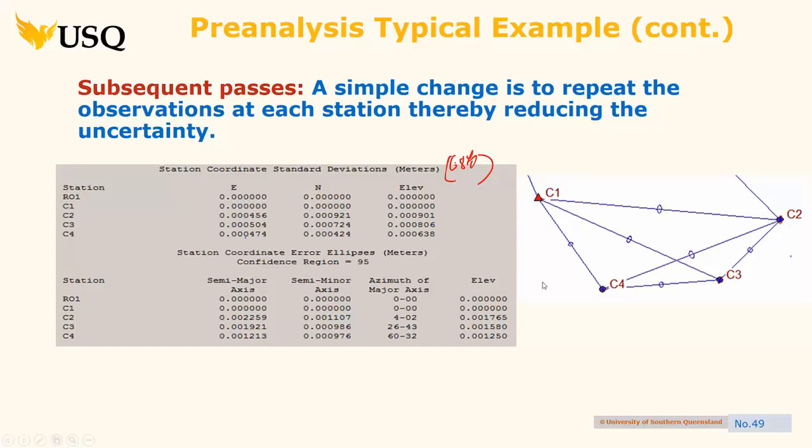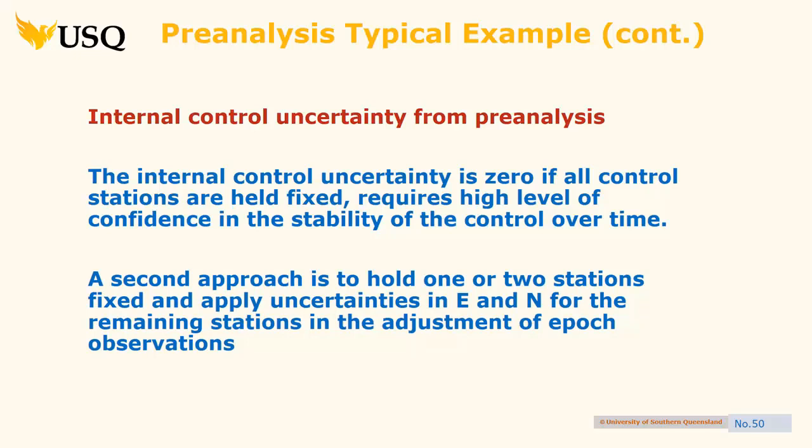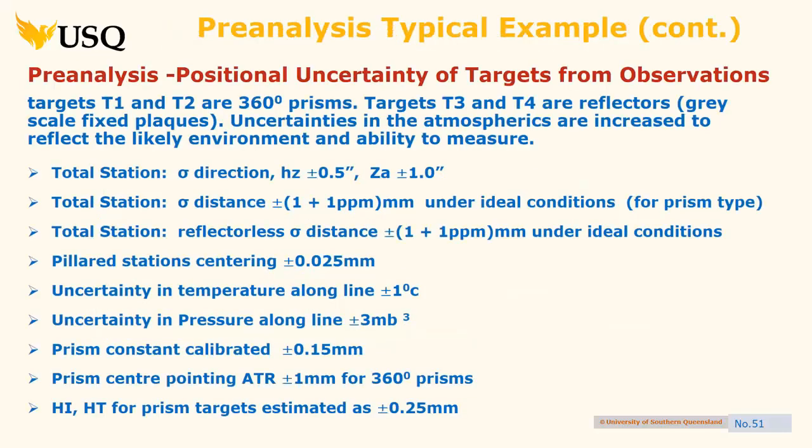Okay, so what you do is you've seen this. This is not new to you. You can do a number of passes. You can change the parameters, right? And until the uncertainty is acceptable, you could either hold all the control fixed. You may want to do that, right? But you have to have a lot of confidence in the control, the future stability of it, or one or two stations fixed. So a lot of this is actually judgment. I mean, if you had a station that's been bored down to and bolted to bedrock, you might have far more confidence in the stability of that station. Okay, so there's, like I said, the analysis of it right through.